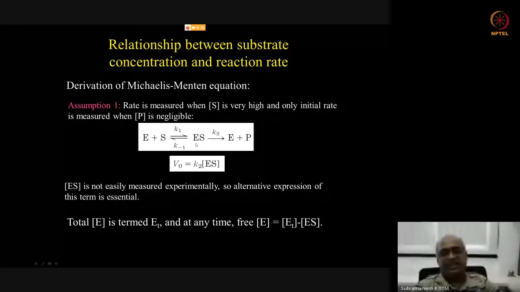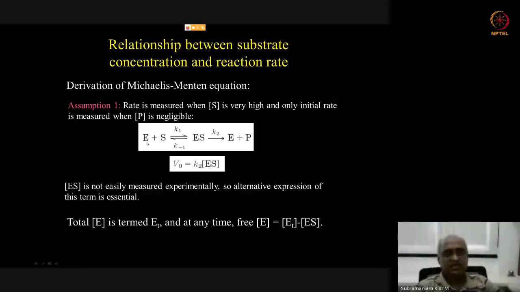So ET will therefore be equal to ES plus E. So this is unbound enzyme. Or rather, if you want to always talk about the free enzyme, the unbound enzyme, then that will be ET minus ES shown here. So this idea of ET we are bringing into our attention here.